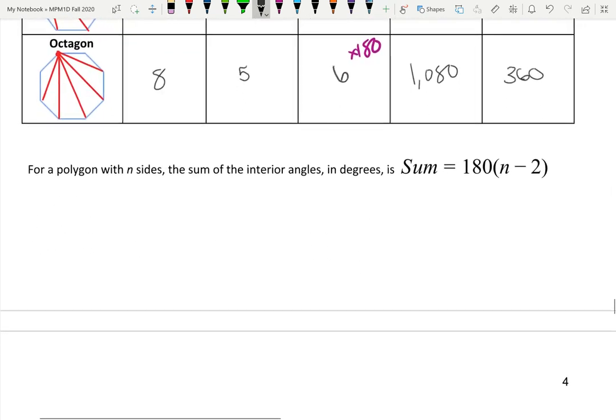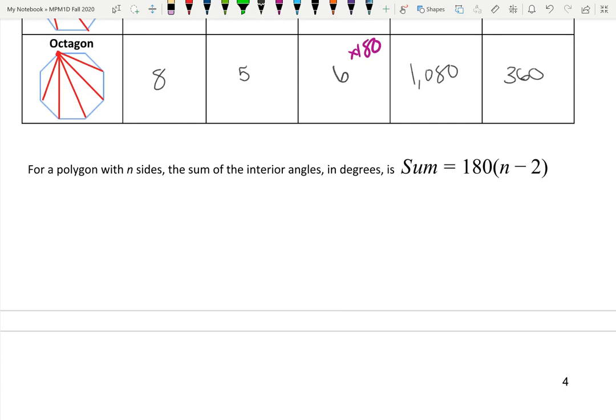What we've done is we've created a formula for you. So for a polygon with n number of sides, the sum of the interior angles in degrees is, so the sum is equal to 180 times n subtract 2. So depending on how many sides there are in that polygon, you just insert the number of sides in for n, and you subtract it by 2 and then multiply by 180, and that'll get you the sum of interior angles.